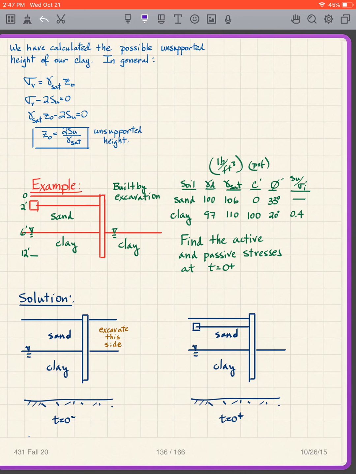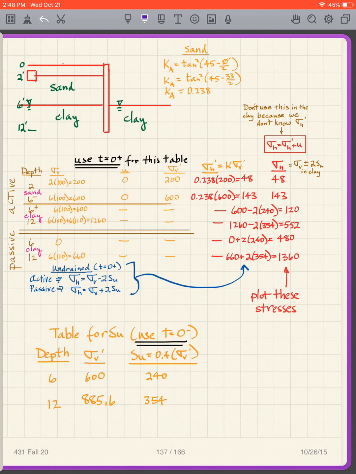So what is the solution? What does that mean, I built the wall by excavation? In other words, we drove, for instance, a sheet pile wall into our soil, and what we're going to do is excavate this side. So this is my t equals 0 minus situation. And then at my t equals 0 plus, we're going to assume that we excavated all of this and put in our anchor instantaneously. And we want to know what are the active and passive stresses at this particular time. So t equals 0 plus.